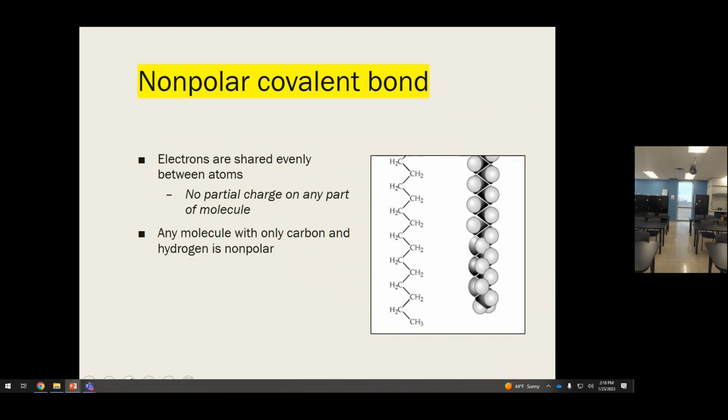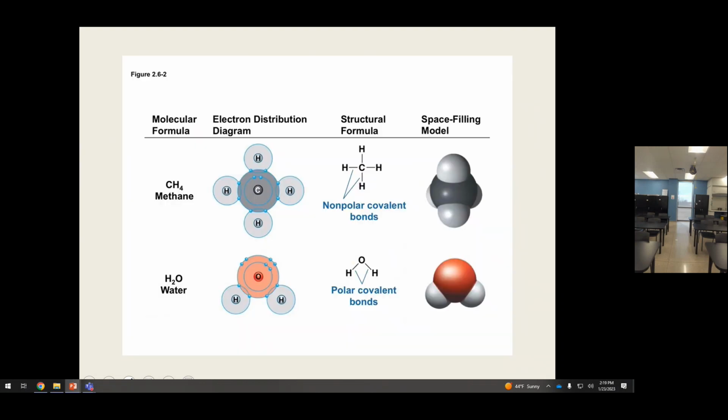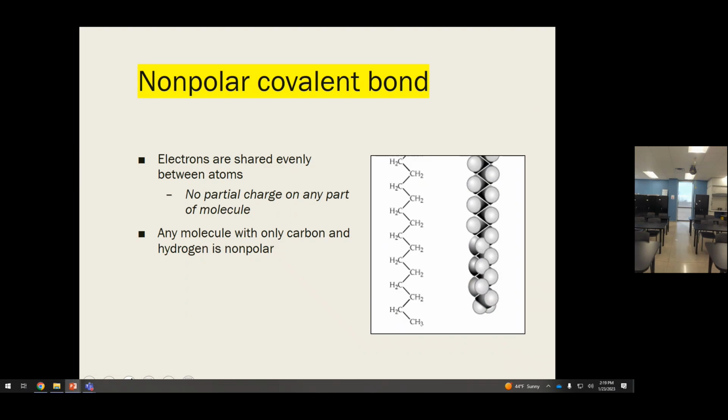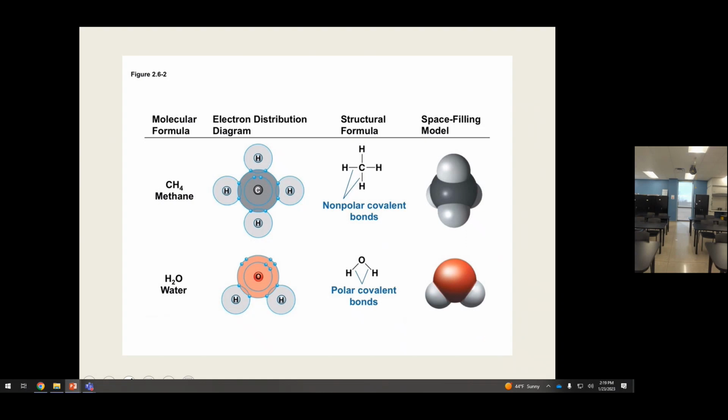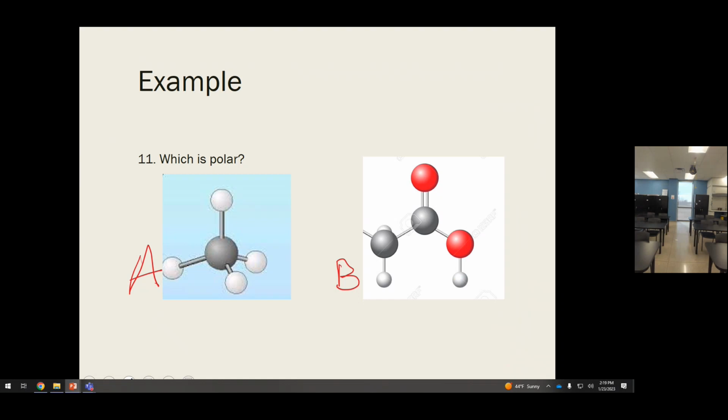Non-polar bonds happen between carbon and hydrogen. Any molecule with only carbon and hydrogen is nonpolar. There are also other nonpolar bonds, but these are the ones that you're going to see most commonly in this class. That means that there's no partial charge on any part of the molecule. The electrons are evenly distributed throughout the molecule. So I want you to see here, we have methane, CH4, that is a non-polar molecule. And then we have water, H2O, which is a polar molecule.